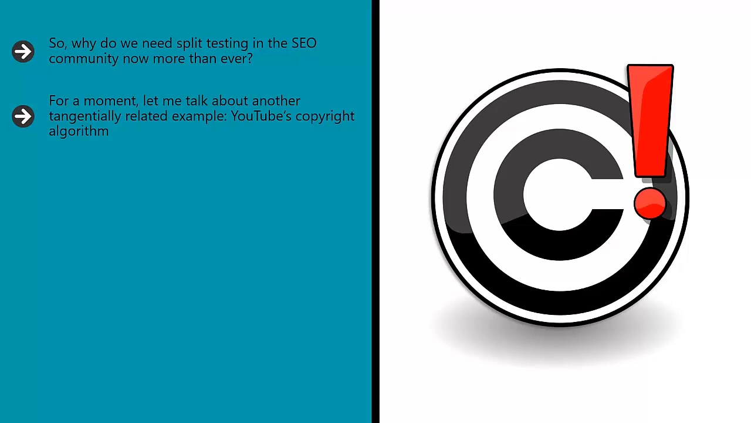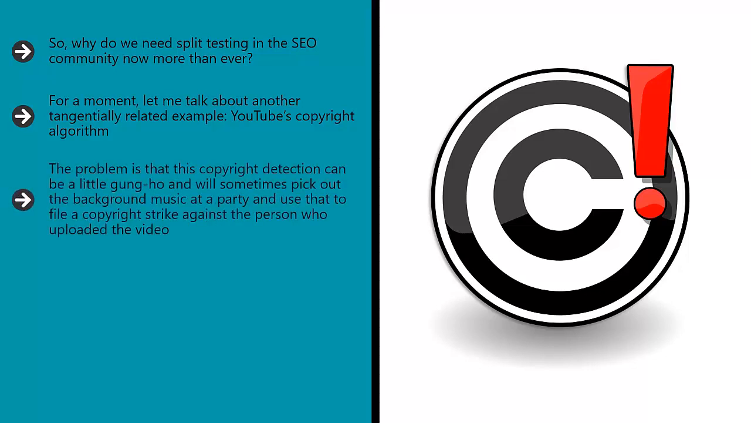In theory, anyway. The problem is that this copyright detection can be a little gung-ho and will sometimes pick out the background music at a party and use that to file a copyright strike against the person who uploaded the video. Most people would agree that's a little unfair. That's why some creators decided to test precisely how the system works.